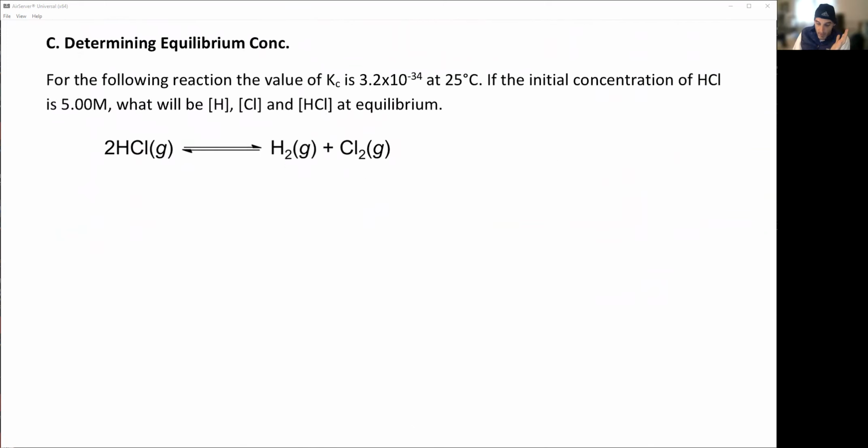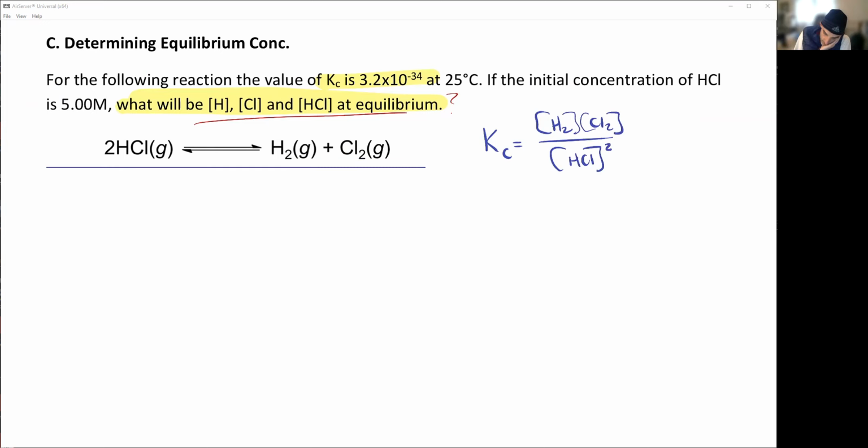So determining equilibrium concentration. Now we're given Kc, and we have to solve for the values of those at equilibrium. So those are what we're looking for. With that said, nothing changes though. What do we always do? Kc is equal to the concentration of products over the concentration of reactants. And we are going to create our ICE table.